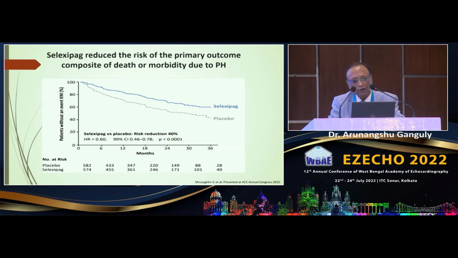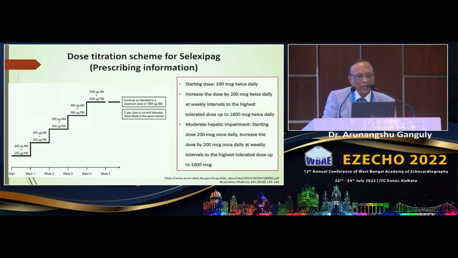You see the graph, they separate right from the very beginning. The dose titration should be properly done. The starting dose is 200 microgram twice daily. The increase is done by 200 microgram twice daily at weekly intervals to the highest tolerated dose of 1600. But remember, with moderate hepatic impairment, the starting dose remains the same, but the increase in dose is only by 200 micrograms once daily.